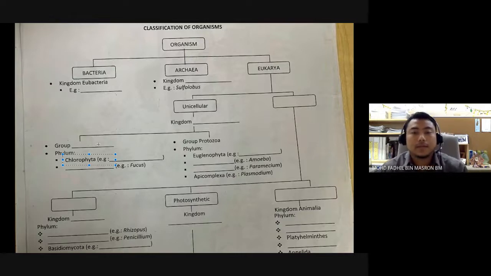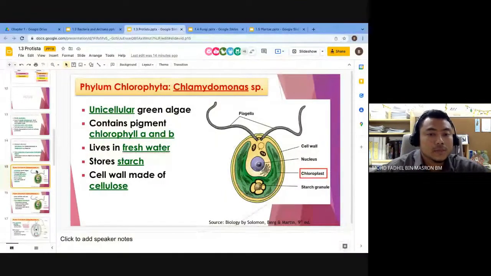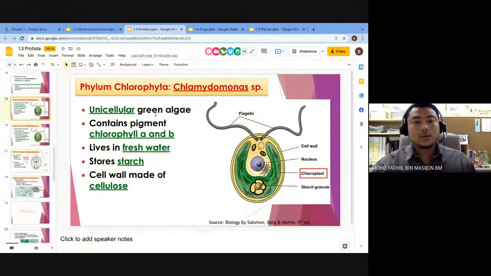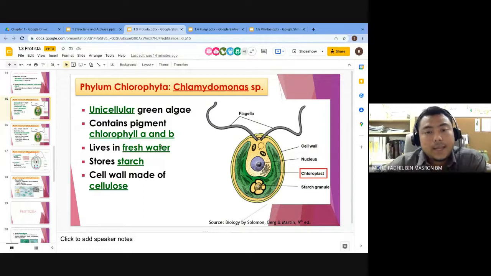So korang dah nampak lah korang dekat sini kan. So korang tu kata masih lagi cakap pasal kingdom Protista, and you tahu dia adalah unicellular, and you tahu dia adalah jenis-jenis selnya eukarya. Okay. So also for this Chlorophyta, dia ada pigment chlorophyll A and chlorophyll B, and they live in fresh water. Sebab kalau yang live in ocean ataupun salt water, itu namanya adalah brown algae.